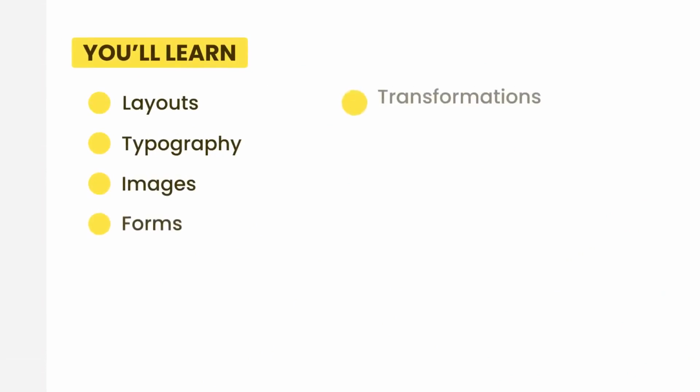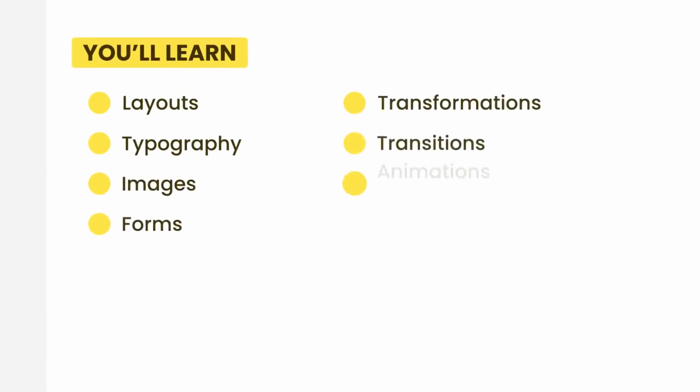In the next part, we're going to talk about the advanced concepts in HTML and CSS. We'll talk about layouts, typography, images, forms, transformations, transitions, animations, and writing clean and maintainable CSS code. If you want to build real websites, you have to master these concepts, and that's what the second part is all about. So, I will see you in the next part.